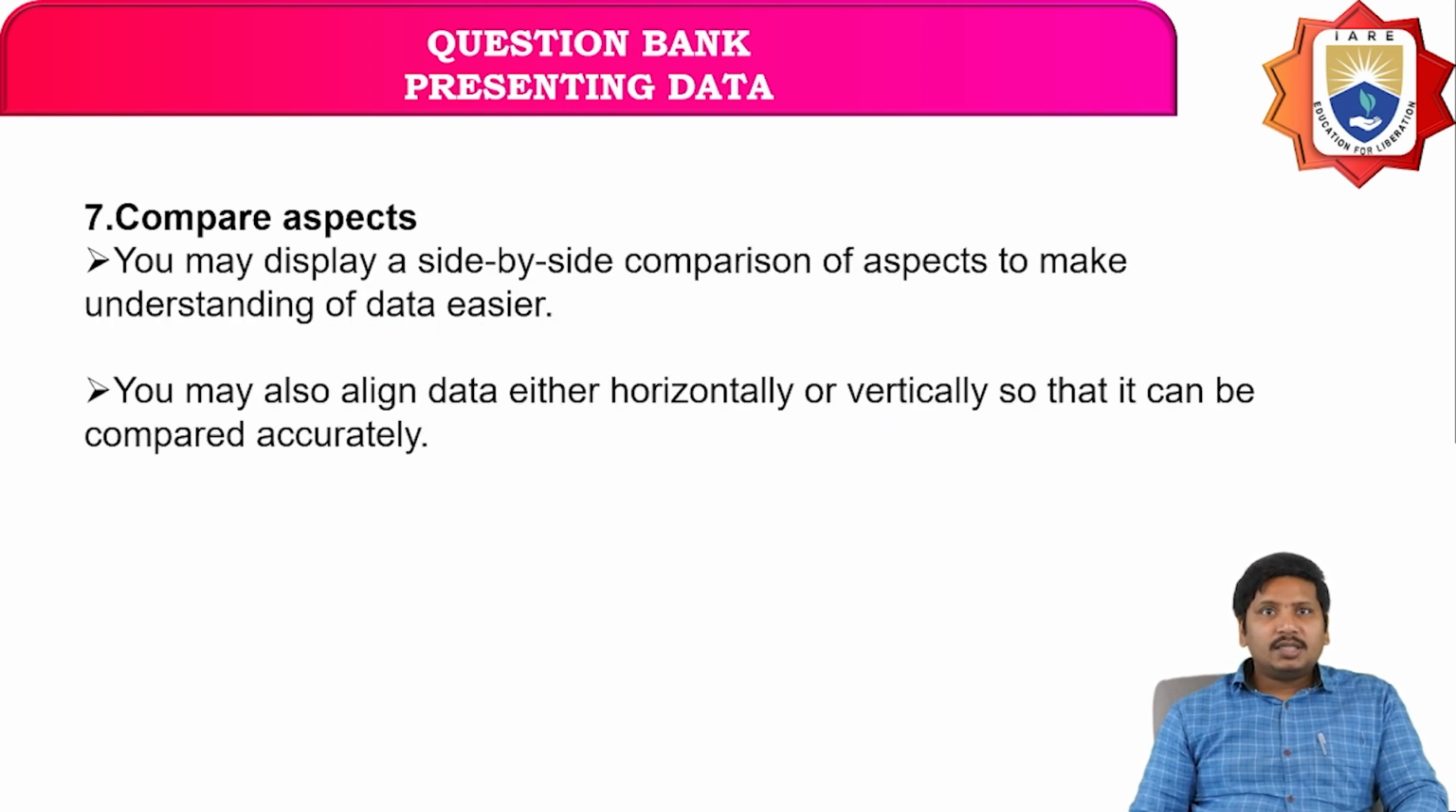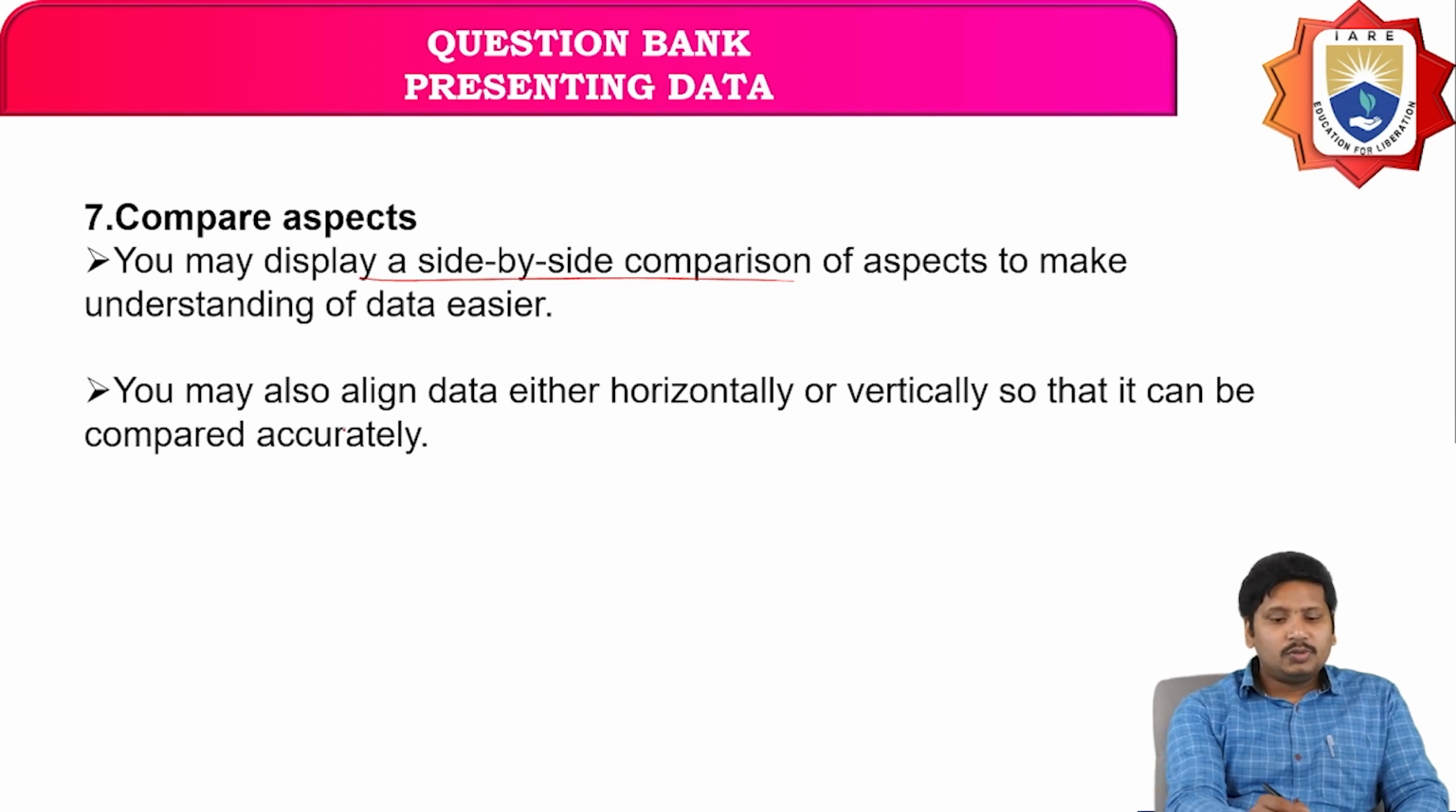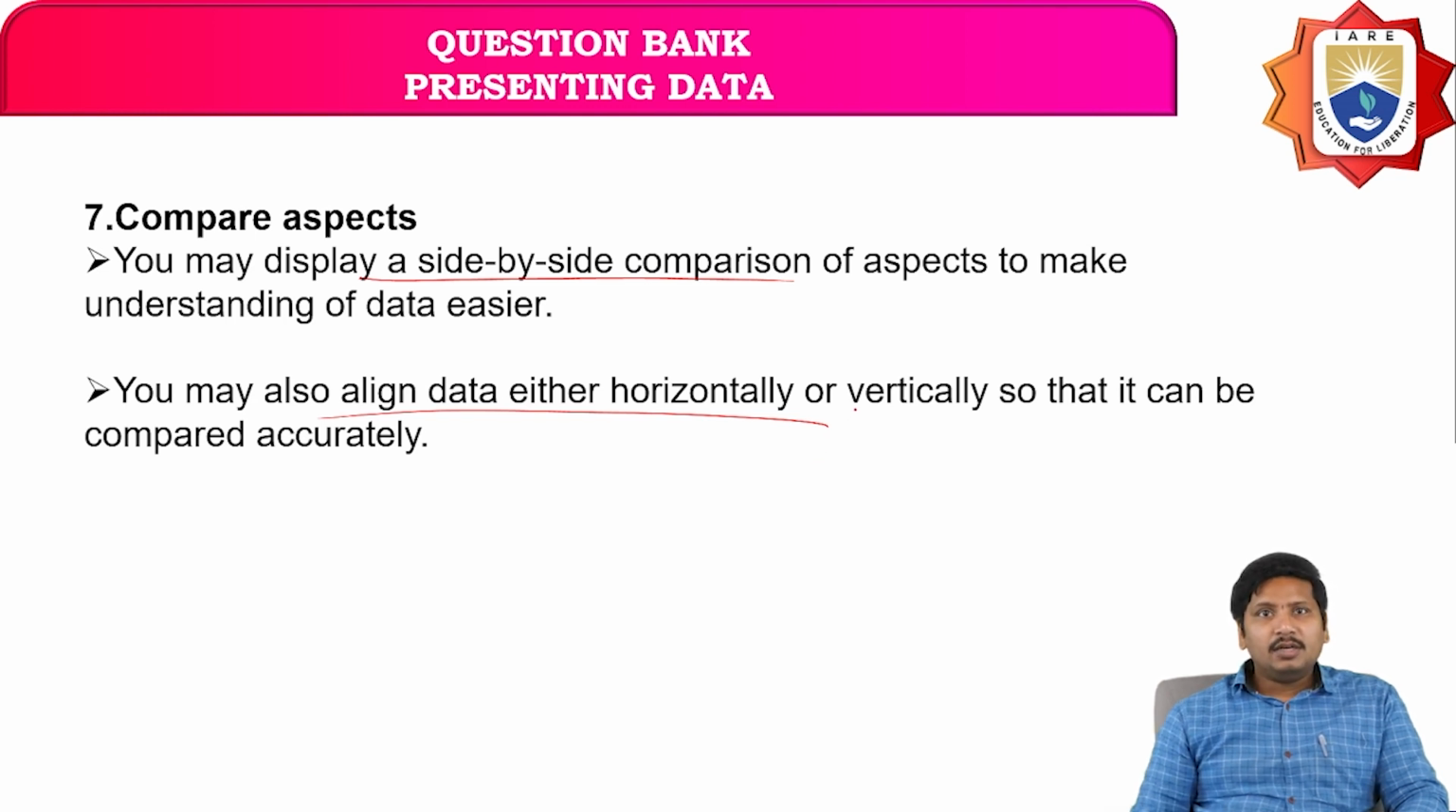And the second one is compare aspects. That means we can display a side by side comparison of aspects to make the understanding of data easier, and you should also align the data either horizontally or vertically so that it can be compared accurately.